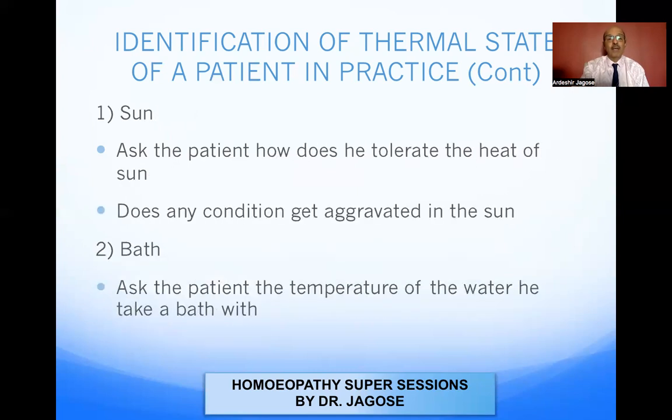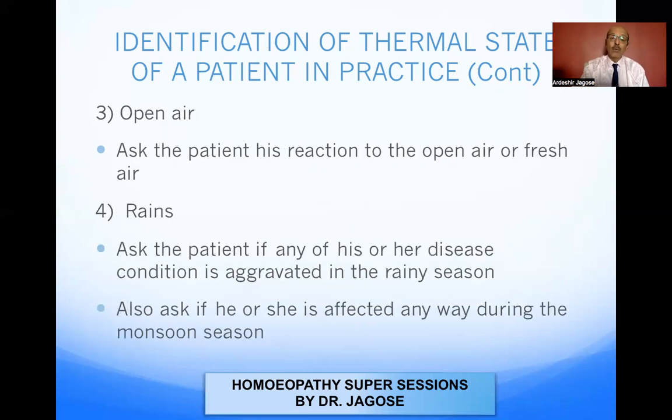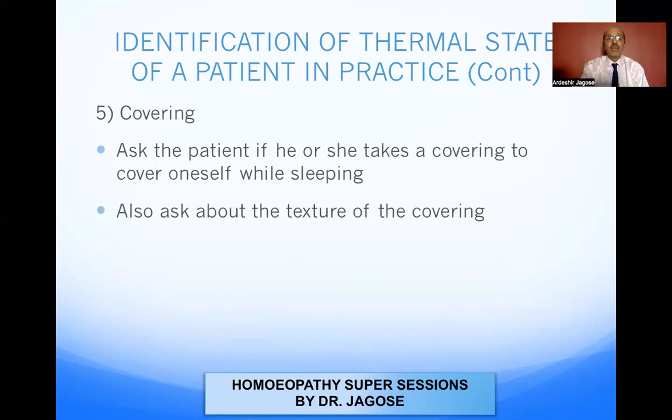Say, for example, the patient is not aggravated in the sun. He always takes a bath with hot water, that is geyser water. Even if it's very hot also, he would like a hot water bath. He likes the open air, but he is not aggravated in any condition. The rains also do not aggravate him. And he always likes to take a covering when he sleeps, irrespective of the climate. So out here, you are getting that the patient is more on the chilly side, or is a chilly patient, or he has a chilly state.